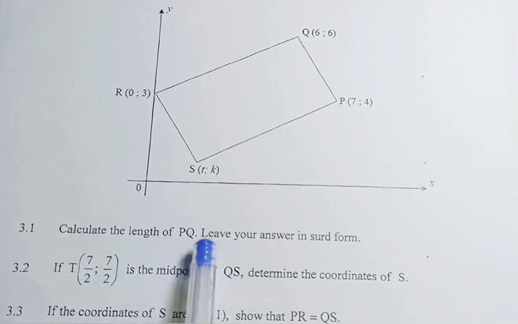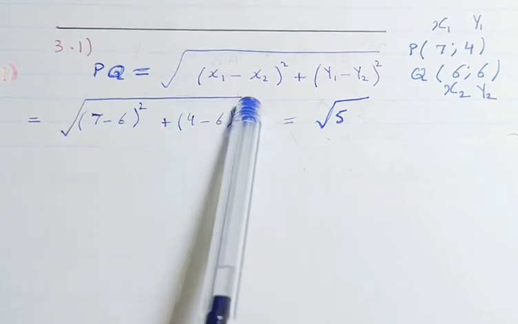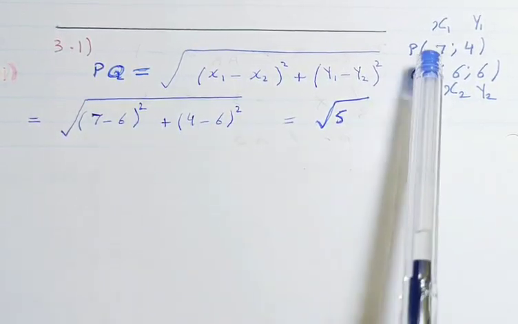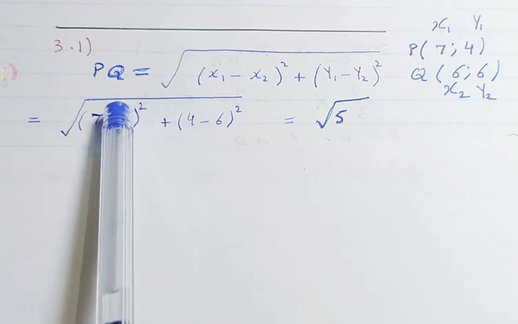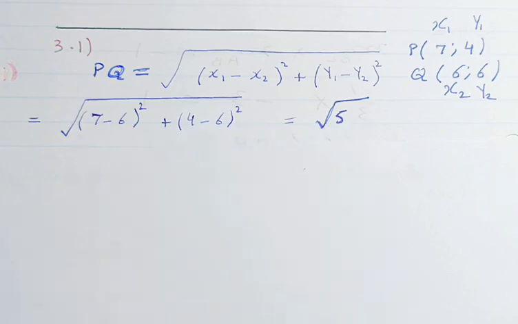The first question says calculate the length of PQ. Leave your answer in surd form. You mustn't give the answer in decimal places, so the answer must be in surd form. So for the PQ length, I apply the distance formula. These are the coordinates of P and Q, and I plug them into the distance formula, and the answer is 5 square root. I leave my answer in surd form.